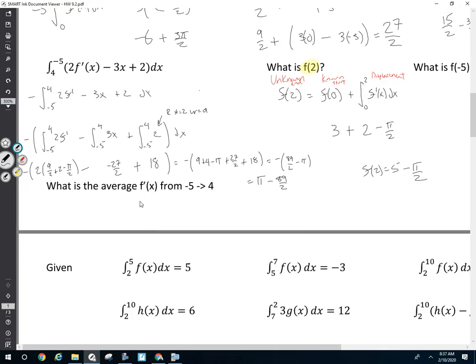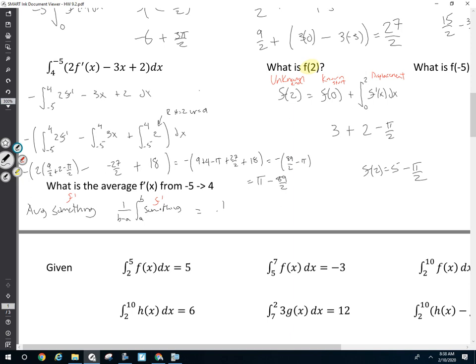What is the average f prime from negative 5 to 4? Well, guess what? An average something, and this is something that we have to really remind ourselves of: 1 over b minus a, integral from a to b of what you're trying to find the average of. So if I want the average f prime, I need the area under f prime times 1 over b minus a. It ends up being the average rate of change of f. I don't want you to focus on that. Just stick with this. This is fine.